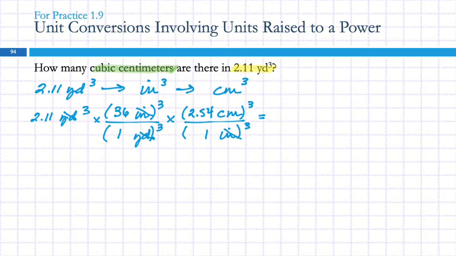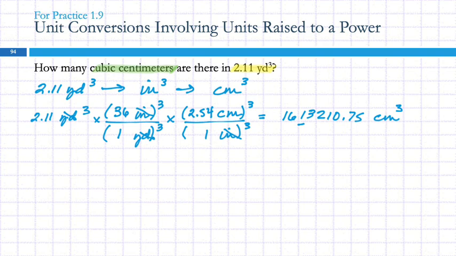So 2.11 times 36 cubed times 2.54 cubed. Big old number. It's a ridiculous number of sig figs. The conversion factors are exact. Started with 3, I should end with 3. So we should probably convert this to scientific notation, so we don't convert a million to 1.